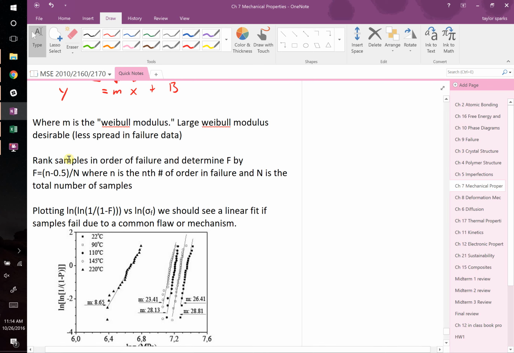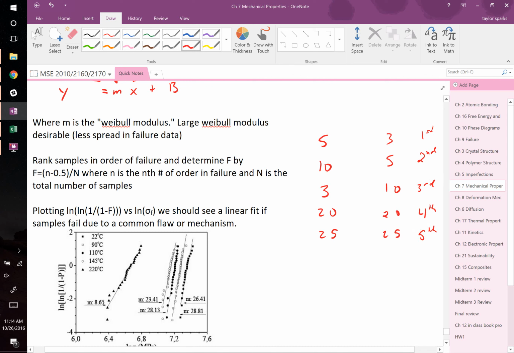Here's what we do. We rank the samples in order of failure, right? So maybe you had a sample that broke at 5 megapascals, one broke at 10, one broke at 3, one broke at 20, one broke at 25, and so forth, right? We're going to rank these. So we'd say they went like this: 3, 5, 10, 20, 25. So this was the first, this was the second, this is the third, fourth, fifth, and so on.